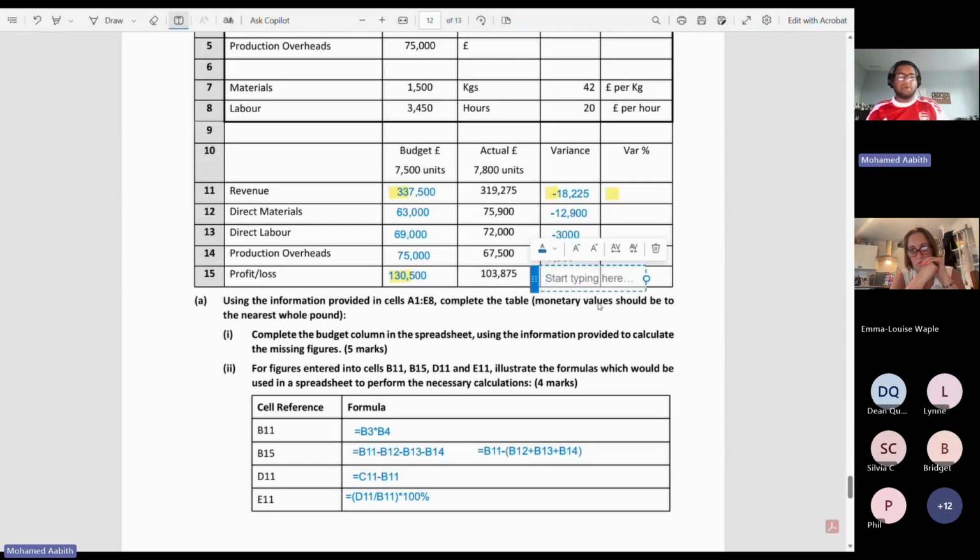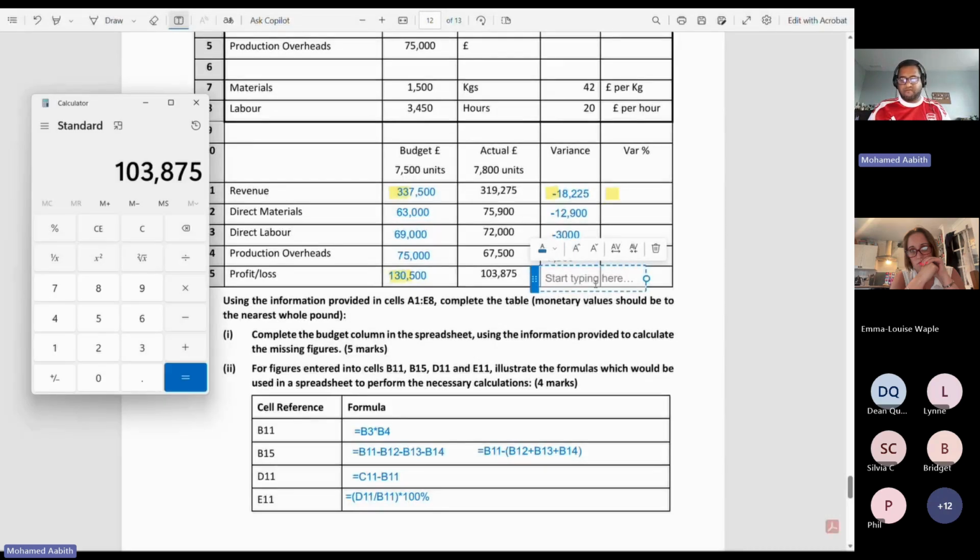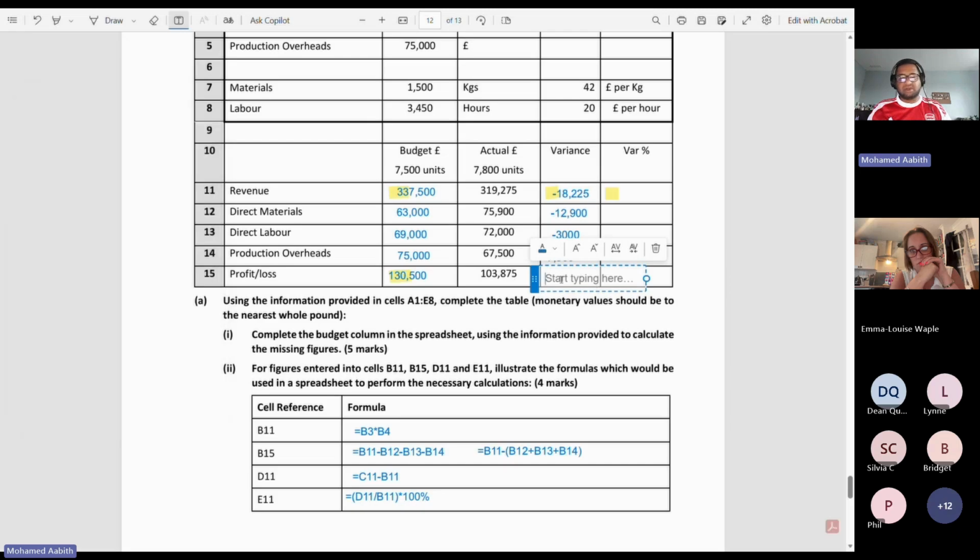And then they're asking you here for the profit and loss. What is the variance here now? Again, this is going to be actual minus budget, same as the revenue. So here 103,875 minus 130,500 is 26,625. So here minus 26,625 will be the variance figure.